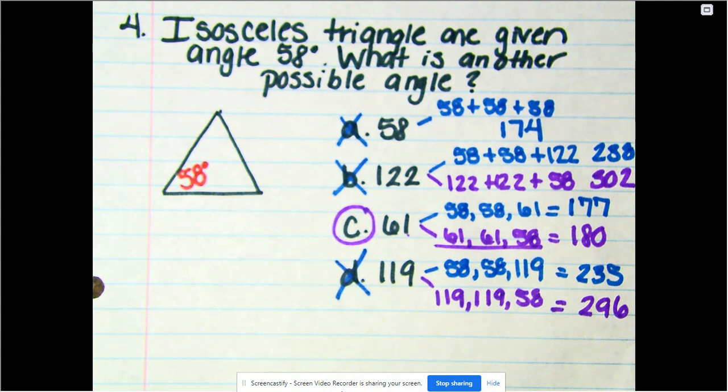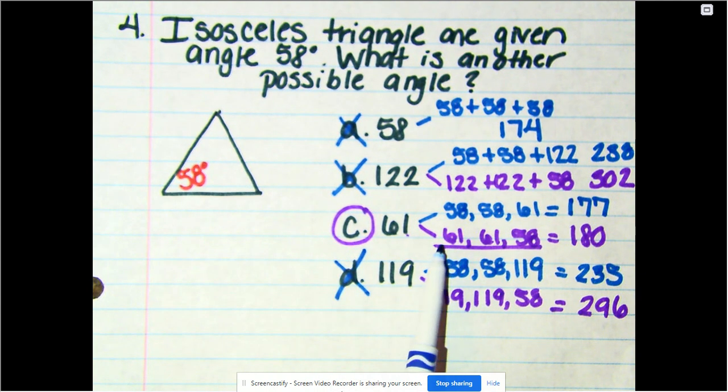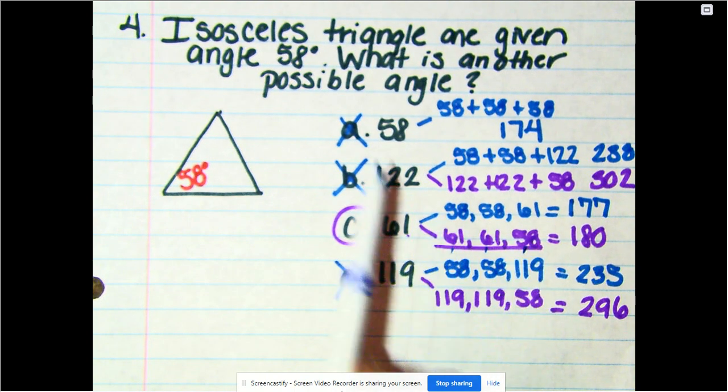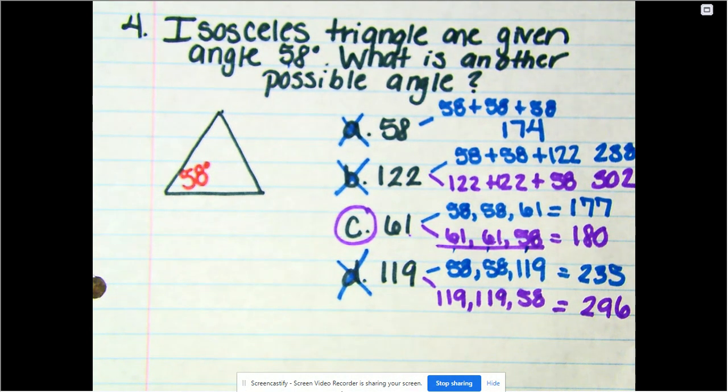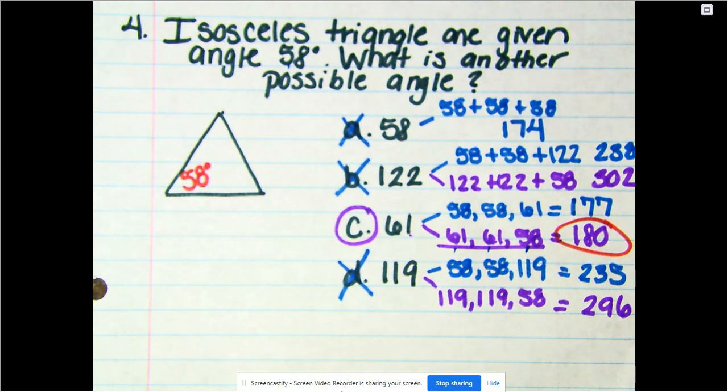Right answer, C was the correct choice, with using the scenario of 61 being the repeater, 61, 61, and 58, which was given in the original problem, added up to the sum of 180, which is the total degrees inside a triangle. So hopefully this video has helped you.